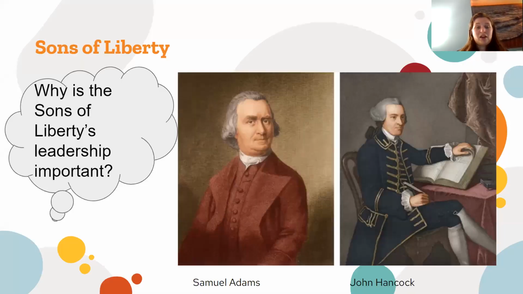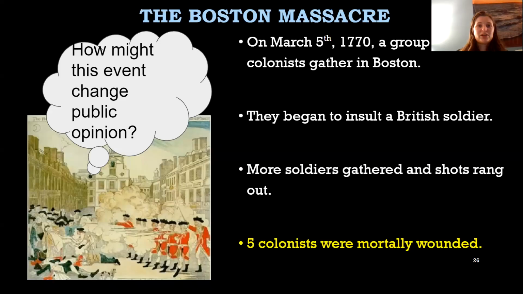So some of the main members of the Sons of Liberty are Samuel Adams and John Hancock. The Sons of Liberty's leadership is very important because it helps to establish organized movements of protest. So organizing things like boycotts and spreading the word about them so that many people across the colonies can participate.